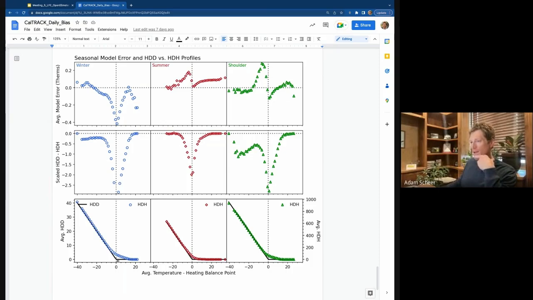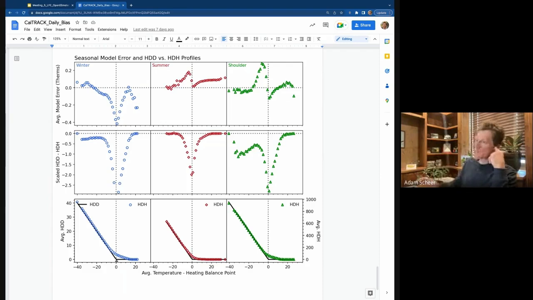It's basically linear for heating degree days around the balance point temperature, and it's curved for heating degree hours. Now, the heating degree hours makes sense, right? What I'm centering this on is the daily balance point temperature. So if the balance point temperature is 65 degrees and you're at 64 degrees, then you have 1 heating degree hour according to heating degree days.